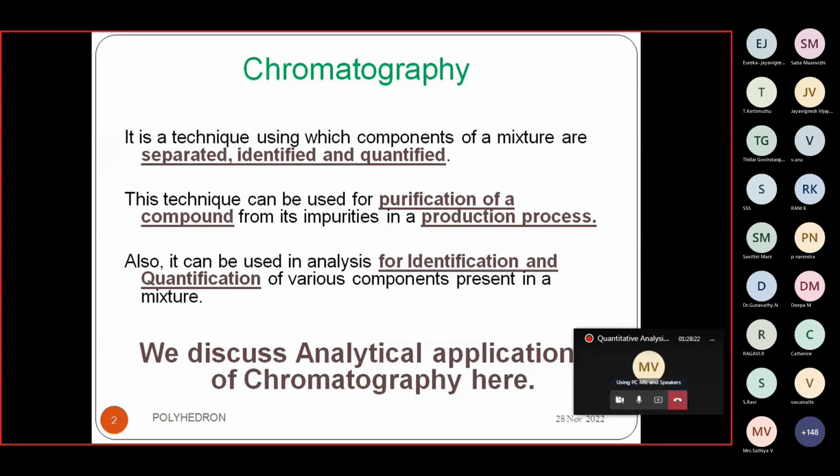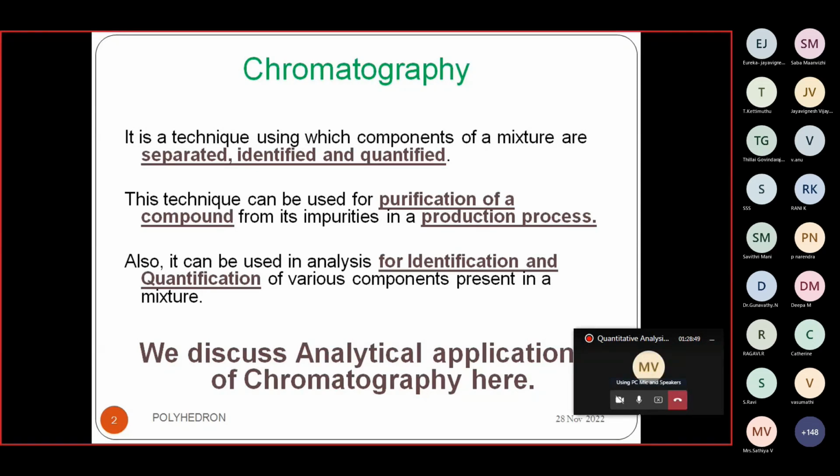Chromatography is a technique using which components of a mixture are separated, identified, and quantified. This chromatographic technique can be used for purification of a compound from its impurities in the production process, and in the laboratories, this technique is used for identification and quantification of various components present in a chemical mixture. We discuss the analytical application of chromatography in this session.